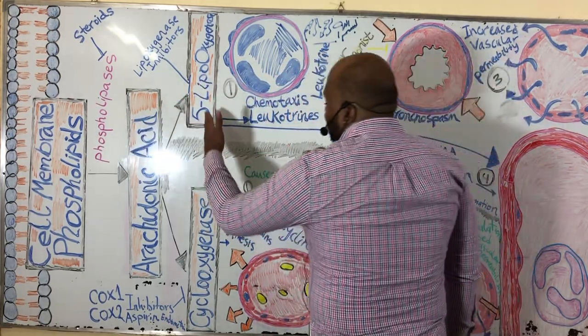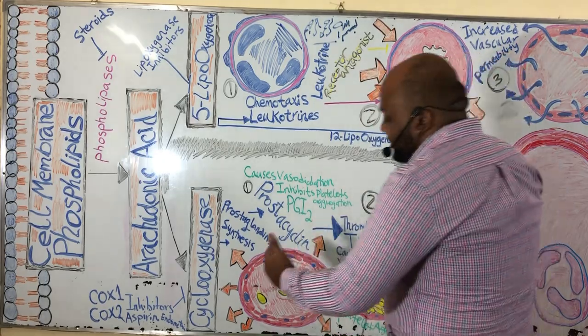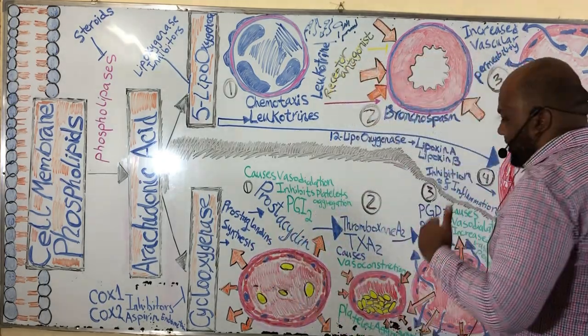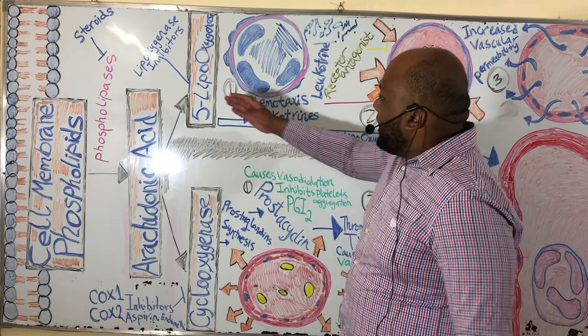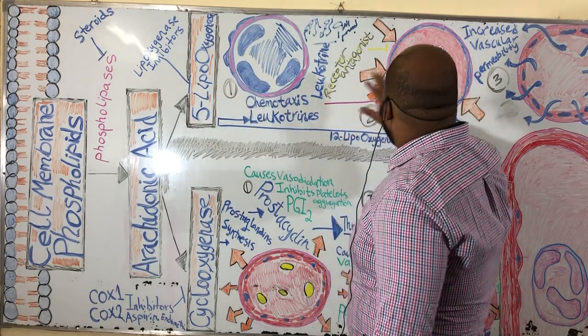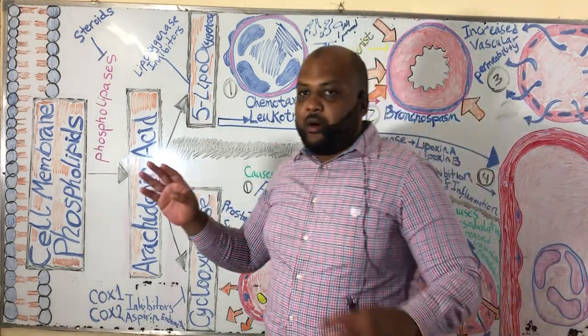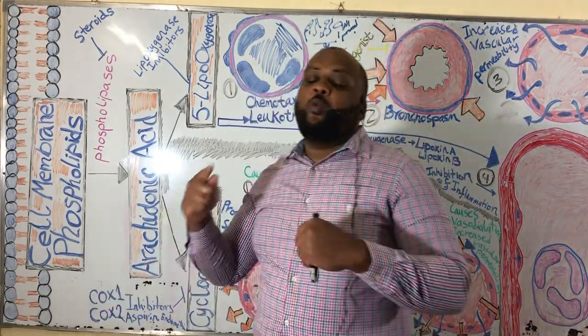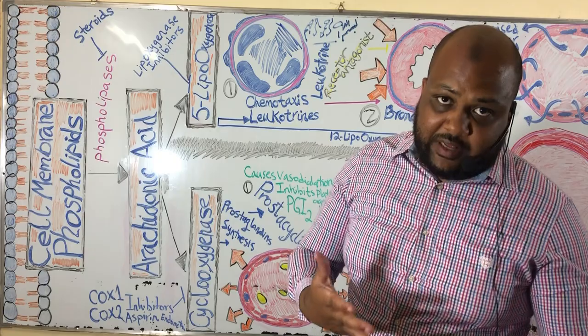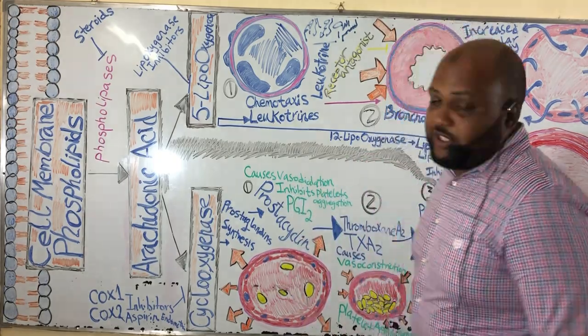Then we have one of two pathways. The cyclooxygenase pathway will give us one of three products, while the lipoxygenase pathway will give us one of four products. Three products are pro-inflammatory, while one product is anti-inflammatory. But let's talk about each product.